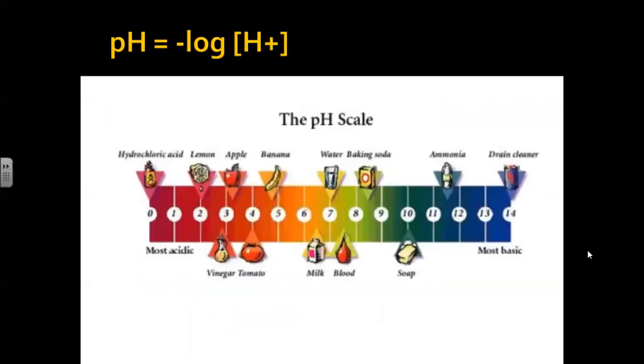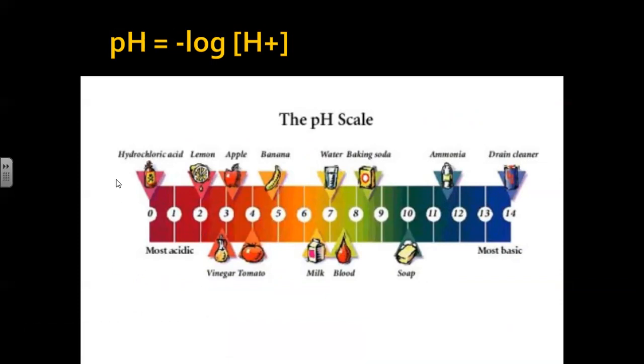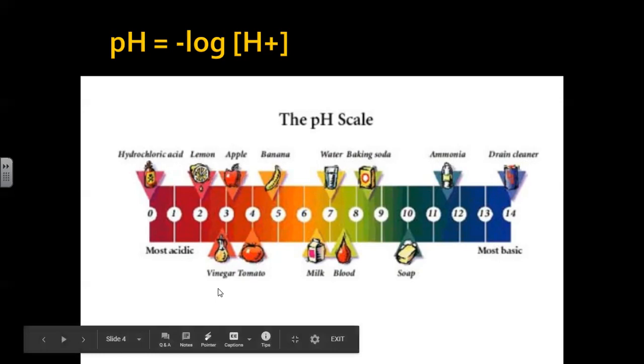So this is a visual representation of the pH scale. You have your most acidic substances here on the left, hydrochloric acid being the stomach acid that we all have in our stomachs right now. Lemon juice, apples, bananas, tomatoes, vinegar, all of those things are acidic. You may not have thought of bananas as acidic before, but they most certainly are. Milk is even a little bit on the acid side.